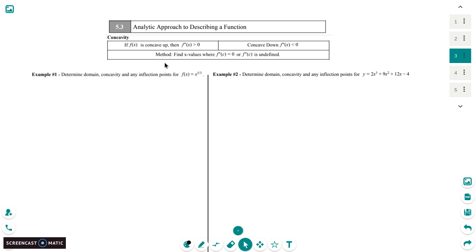Right, let's take a look at a couple of examples of determining the concavity of a function. In example 1, we're asked to determine the domain and the concavity and any inflection points for this function. Let's begin with the domain of f of x.